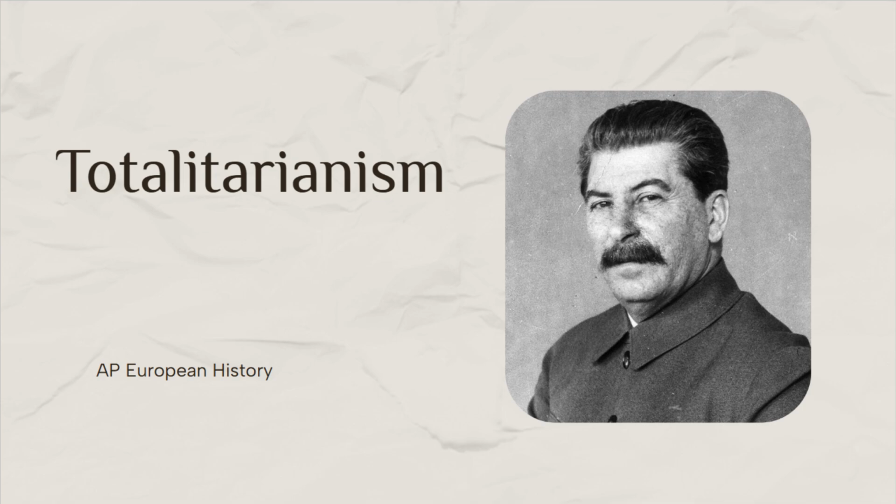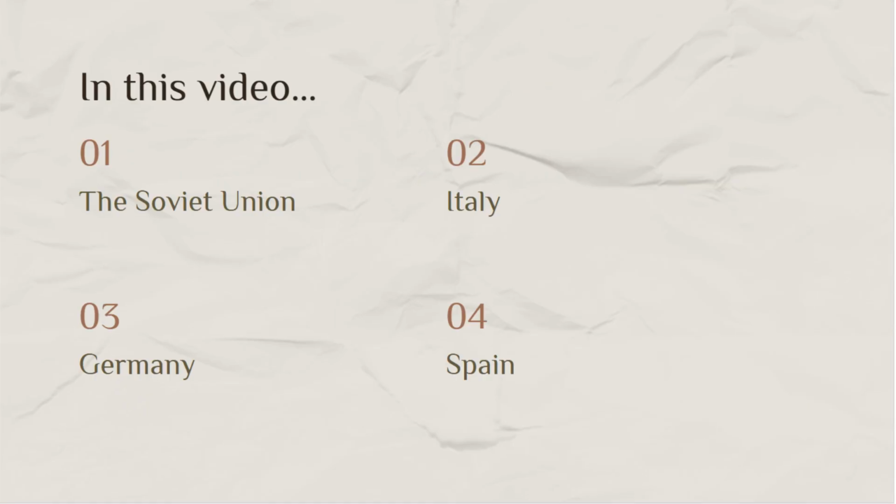Hello, and welcome to our video looking at the rise of totalitarianism in the interwar period. In this video, we'll examine what this looks like for the Soviet Union, Italy, Germany, and Spain as we enter that interwar period between World War I and World War II.